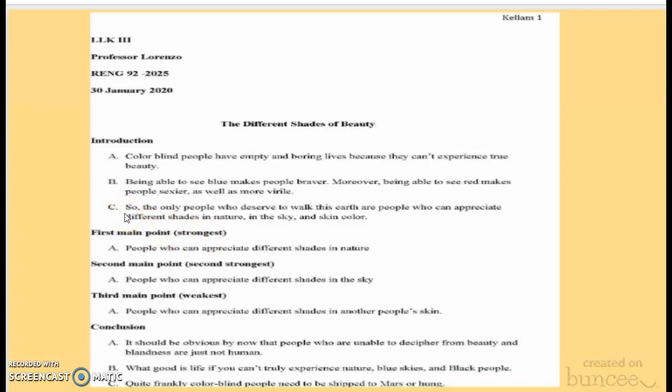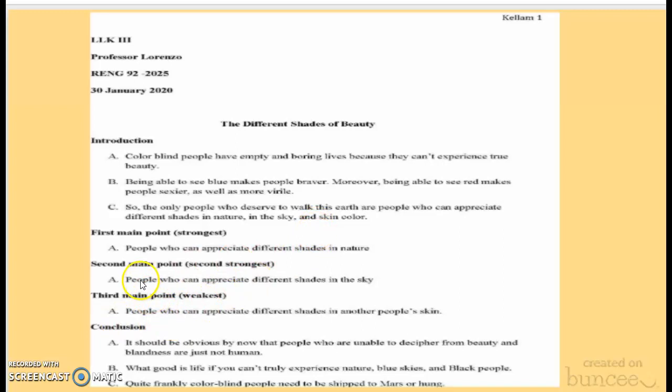So let's read our thesis real quick. We have, so the only people who deserve to walk this earth are people who can appreciate different shades in nature, in the sky, and skin color. Remember that your body paragraphs 1, 2, and 3 need to refer back to the 3 points you made in your thesis statement. So the first is about people who can appreciate different shades in nature, which is our first main point. The second is about in the sky, which we have right here, and the third is skin color.